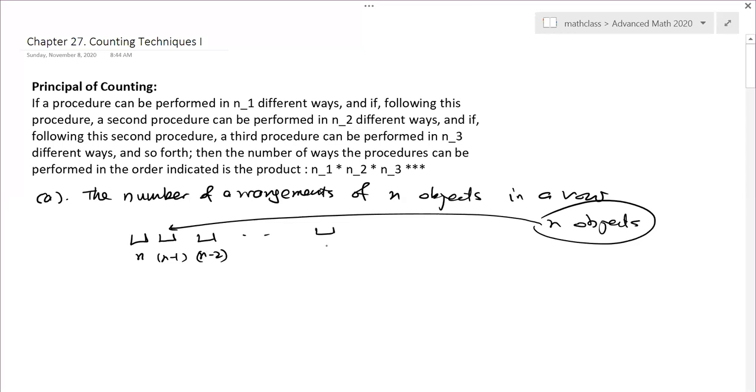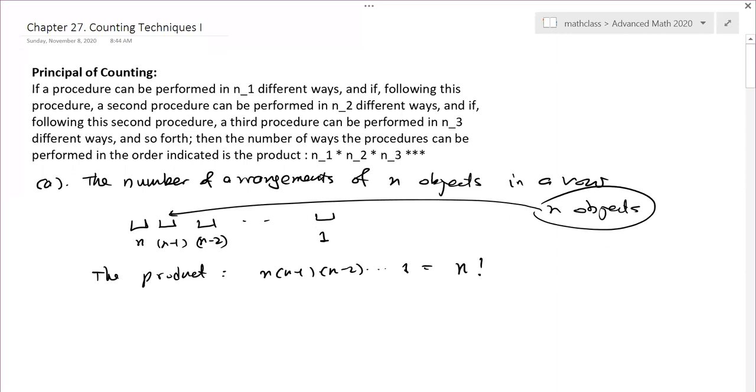After you complete the last step, you have this many numbers in each step. So the answer will be the product of these numbers, which is going to be n times n minus 1 times n minus 2, and so on. This is denoted by n factorial.